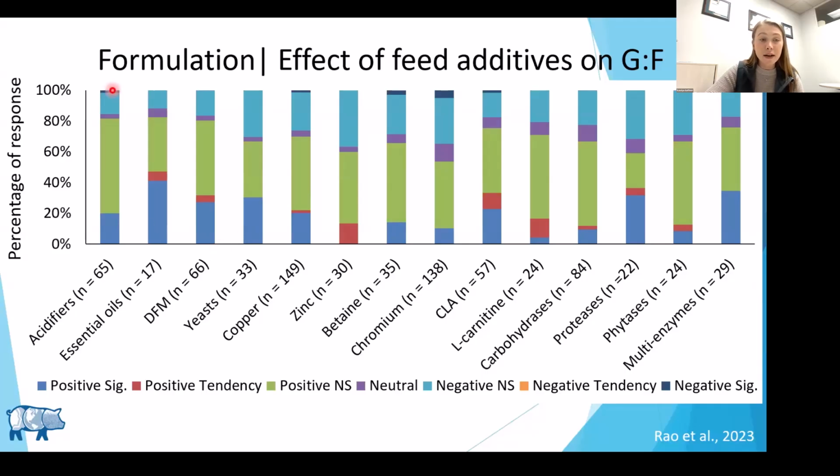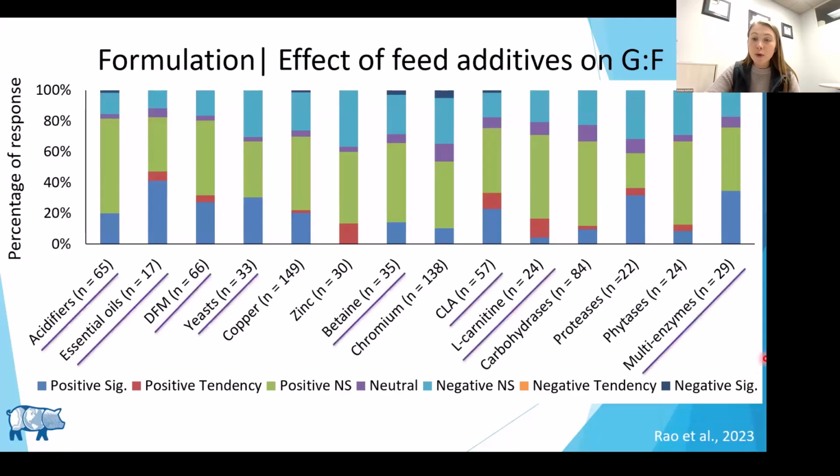We can see here in this figure that there are all types of studies, and we grouped them by whether they had a positive, significant response to the feed additive, all the way to the other extreme, which would be a negative, significant response to the feed additive. What we see in this review is that quite a few feed additives came to the top as, in general, providing a positive response. All of these underlined in purple would have improved the feed efficiency by about 2.5%.